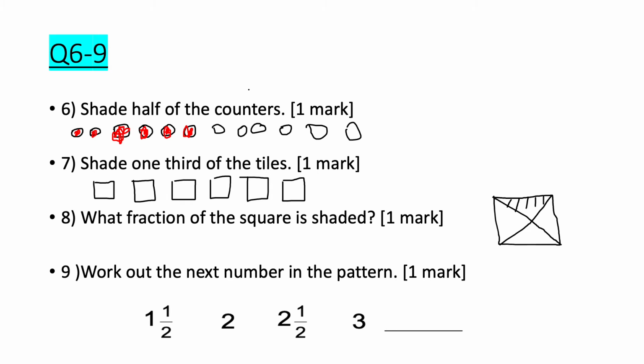Question number 7. Shading 1/3 of the tiles. 1, 2, 3, 4, 5, 6. Well, a third of 6 is 2. 6 divided by 3 is 2. So 1/3 means 2 tiles.